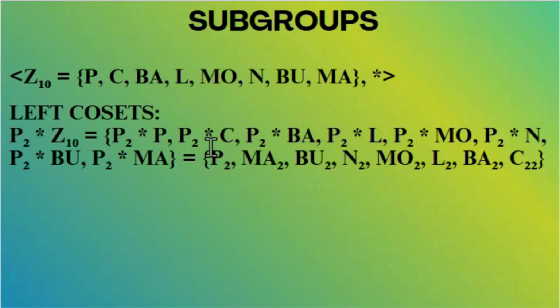Okay, so as you can see here in the example, P2 star P, then P2 star C, P2 star BA, P2 star L, P2 star MO, P2 star N, then P2 star BU, P2 star MA. So it's just equal to P2, Ma2, Bu2, N2, Mo2, L2, Ba2, and C2. And then if we're going to add Ma2 star P, Ma2 star C, it will be still the same, but it has a different order. But technically, it's just the same, because here the order doesn't matter.